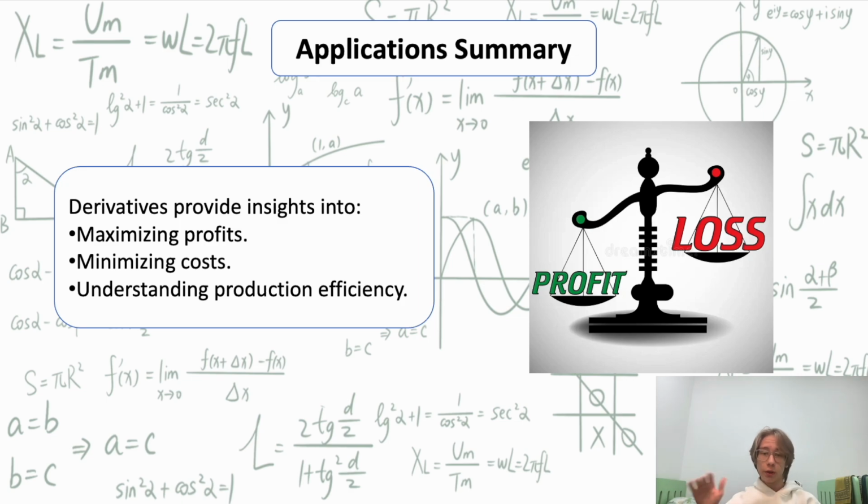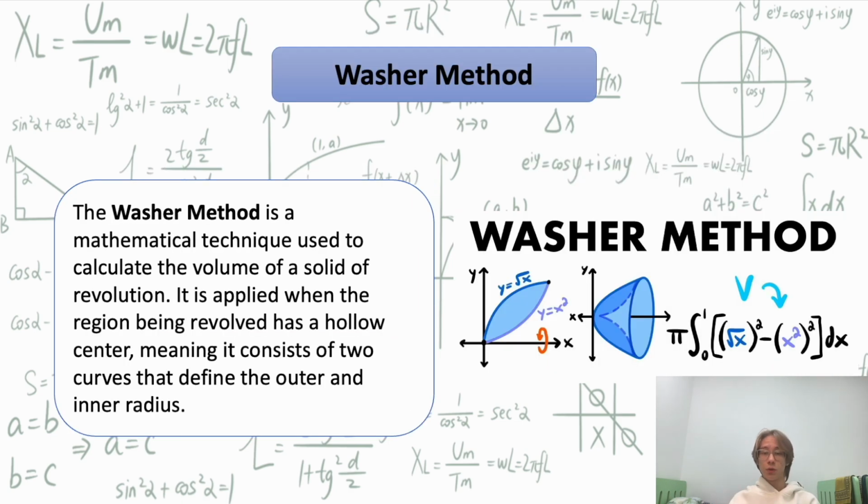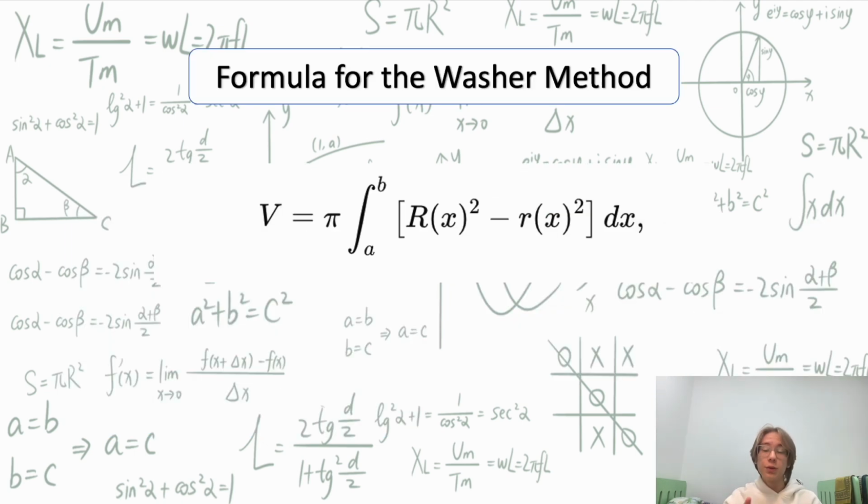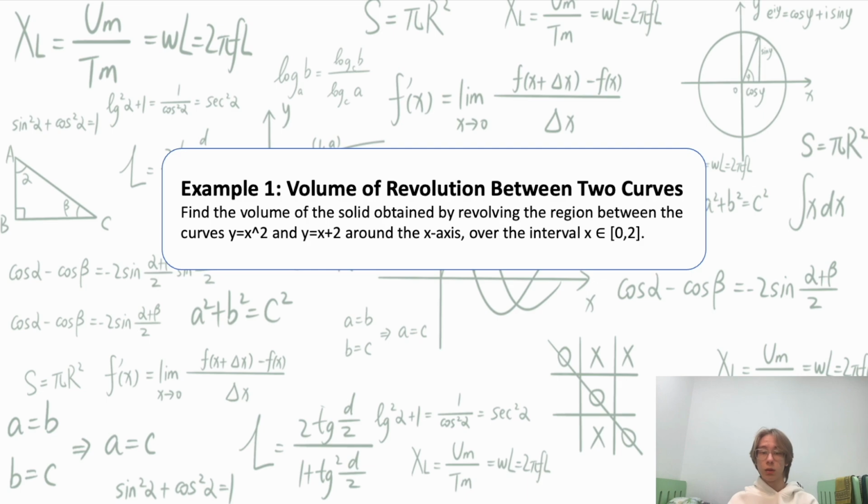So, let's move to another section, the washer method. It is a mathematical technique used to calculate the volume of a solid of revolution. It is applied when the region being revolved has a hollow center. So here is the formula of the washer method. We will see examples of how to use it a little bit after that. So here is example number one.